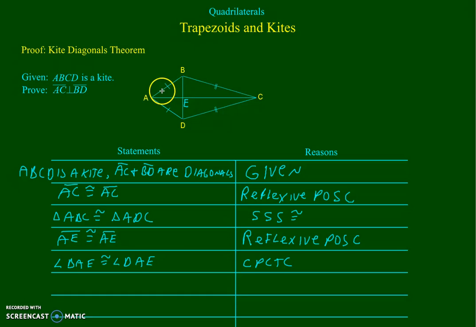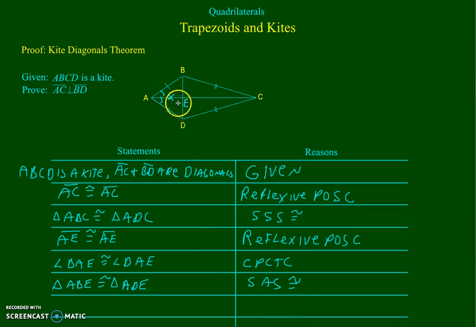So now I have this angle congruent to this and this congruent to itself. So now these two triangles are congruent by side angle side. So triangle, let's call it ABE, is congruent to triangle ADE, and that's side angle side congruence.